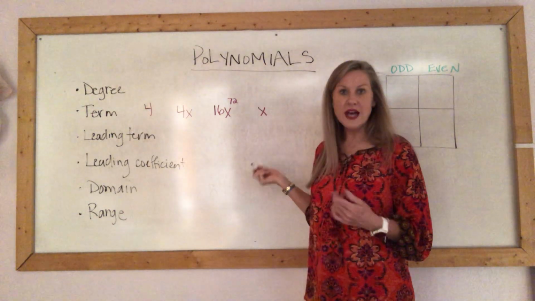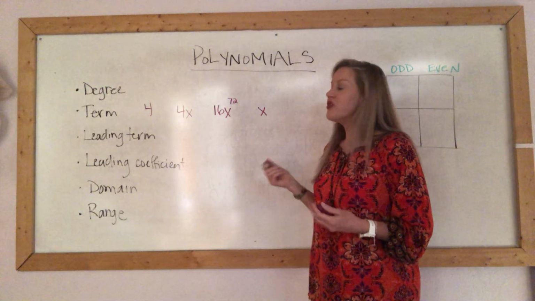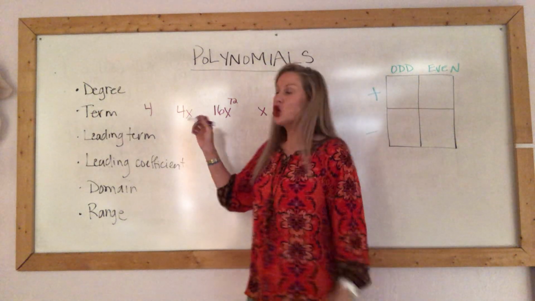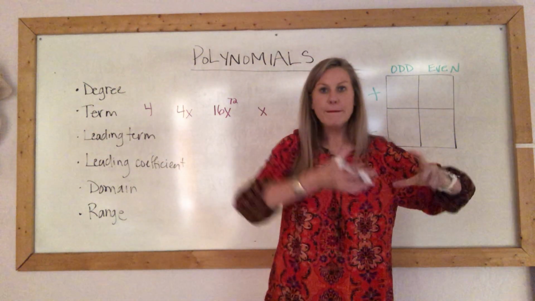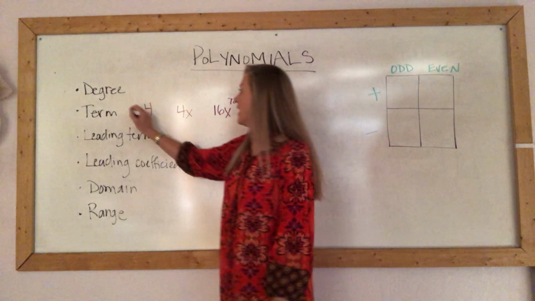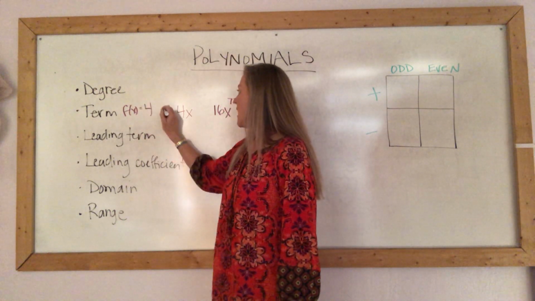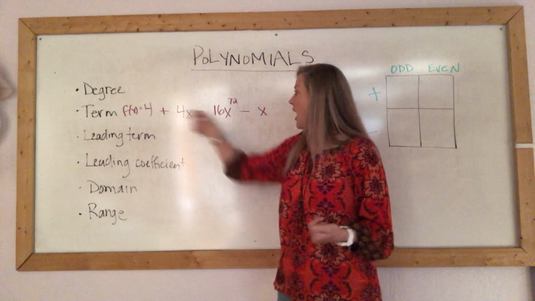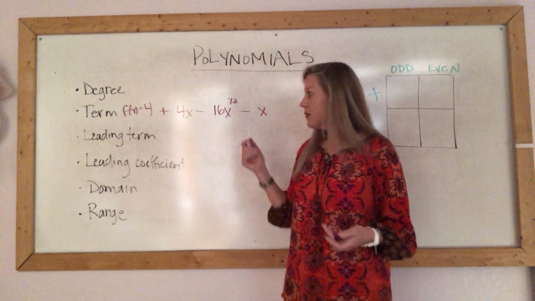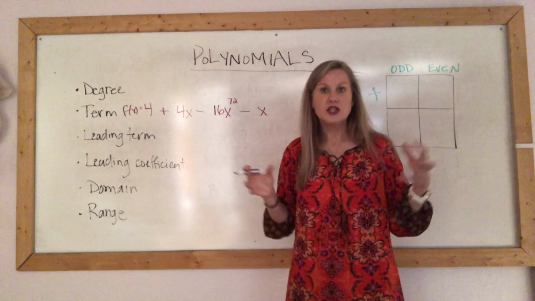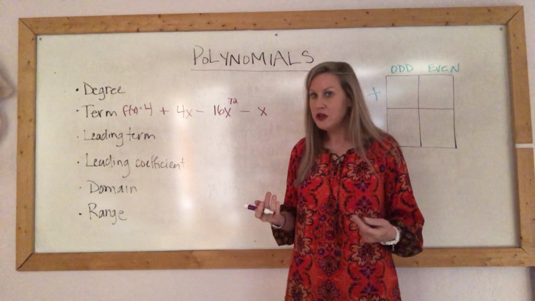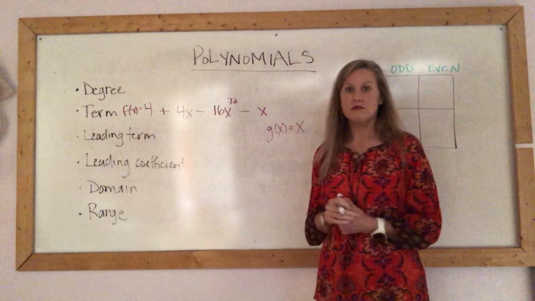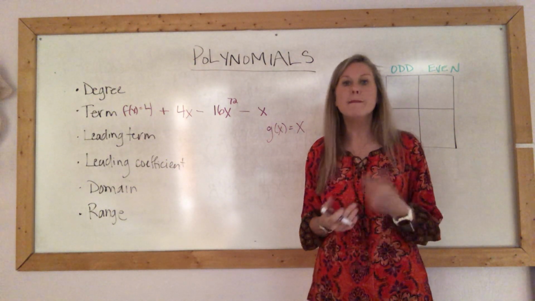X standing by himself is a term. So think of terms as boxcars on a train. And we create polynomials by hooking boxcars together. So if I named this guy f of x, and I separated these terms with plus and minus signs, I have now created a polynomial. A polynomial is many of these terms grouped together. A polynomial can be one term standing there by himself. That's fine. That's a polynomial.